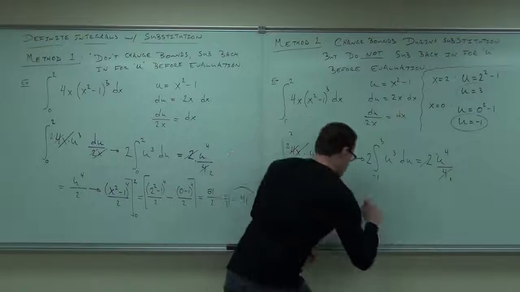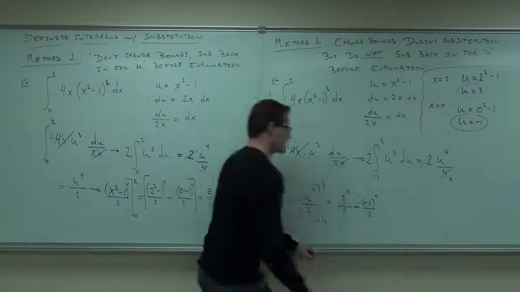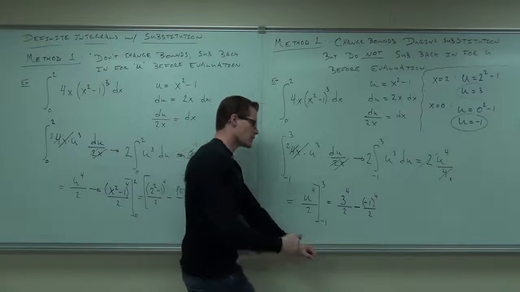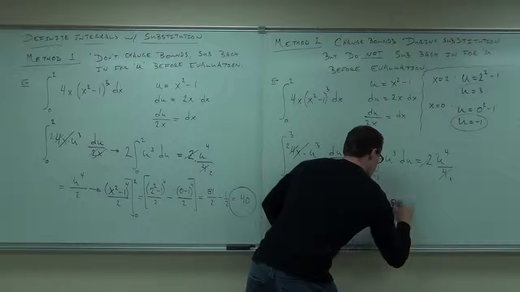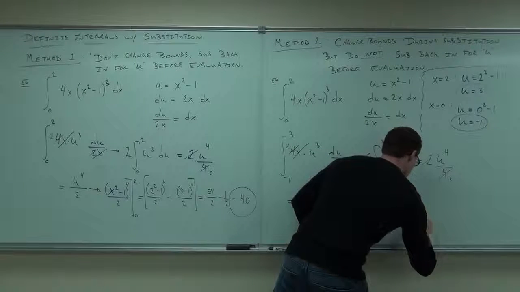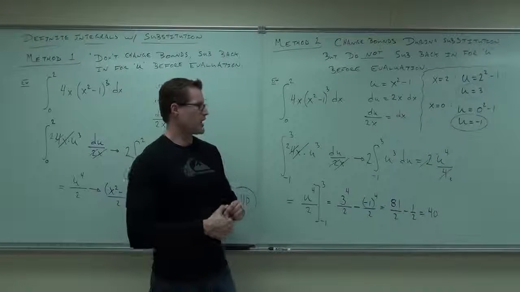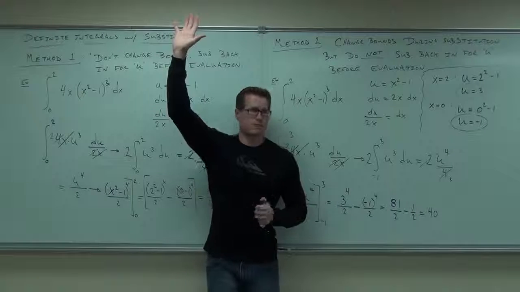Minus negative 1 to the 4th over 2. Well, what that's going to be is 81 over 2 minus 1/2. And again, that's 40. Show of hands, how many people feel okay about both methods?